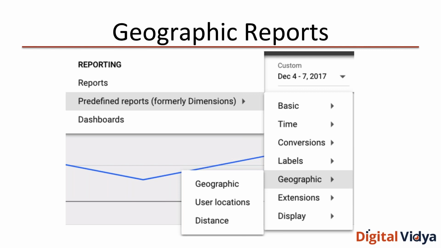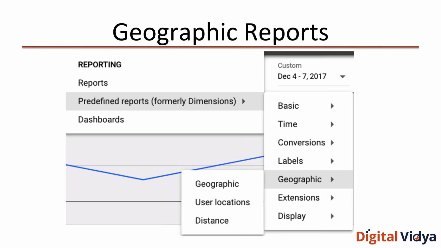Geographic report. You can run a report for the specific geographies which you have targeted. So if I've targeted, let's say, Bangalore, Cochin, and Hyderabad, I can see with the geographical report which geography performed better. User location will be from which location the user accessed or saw my ad. That is tracked using their IP address.